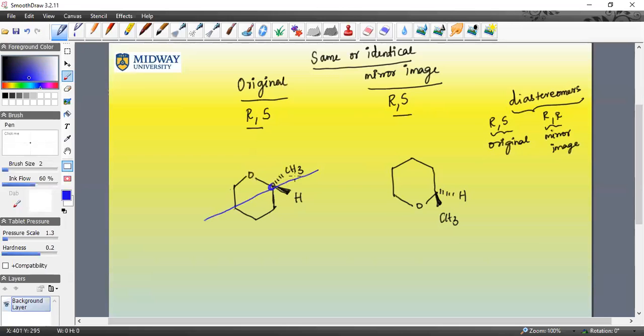What is easy for you? Split this in such a way in a straight line, okay? Now look above the line and below the line when you assign priorities. Now, this carbon is attached to an oxygen.